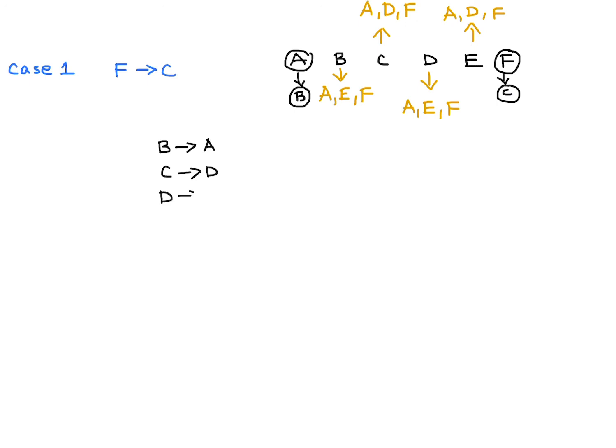Let's go to the next one. D. Where can D go? Can it go to A? No, no, no. We don't want that scenario. But it can go to E. Then our last guy, E. B, C, D, E. Where can E go? Can he go to A? No. D? No. He has to go to F. All right? So that's one scenario.